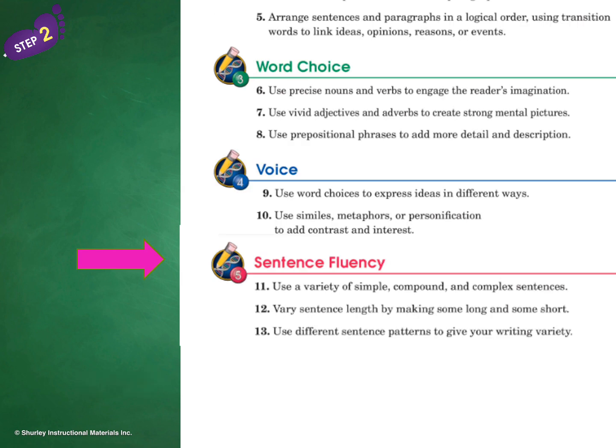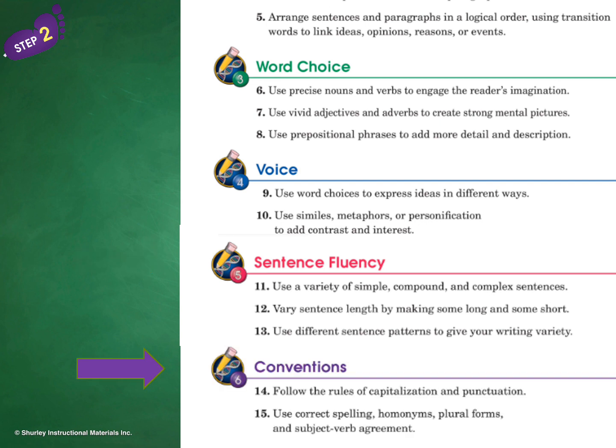The fifth trait of effective writing is sentence fluency. Students are taught to keep their readers' attention and help them focus on important ideas by using a variety of sentence types. Varying the length of sentences will assist them in emphasizing important ideas. Also, as students learn the different sentence patterns, they will give their writing variety. The sixth trait of effective writing is conventions. Here, students will focus on using good capitalization, punctuation, spelling, homonyms, plural forms, subject-verb agreement, and grammar.